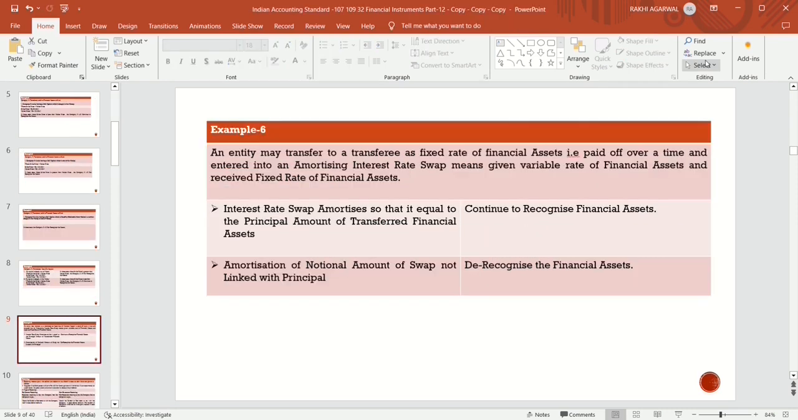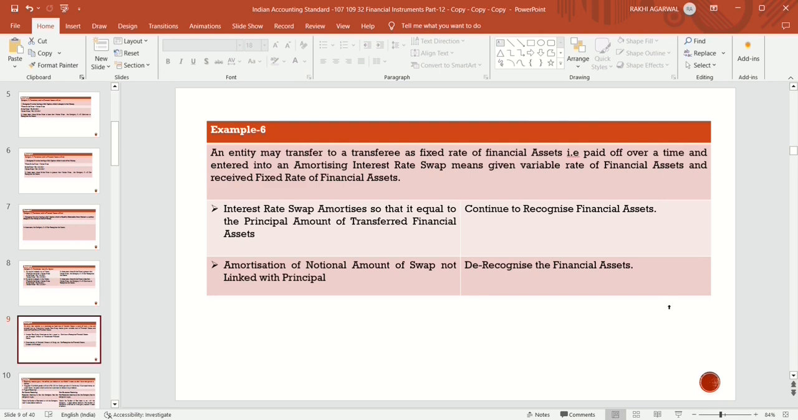Now example 6: suppose an entity transfers to the transferee a fixed rate financial asset that is paid off over time, and enters into an amortizing interest rate swap, meaning it gives a variable rate and receives a fixed rate on the financial asset.